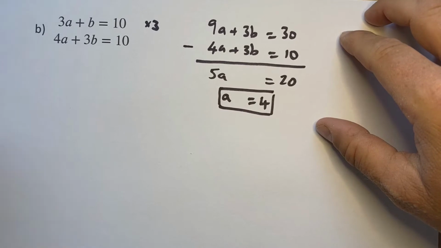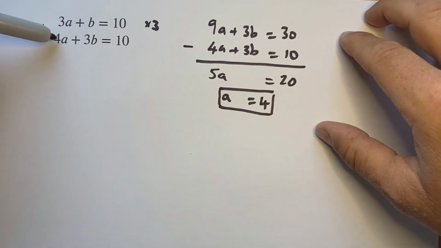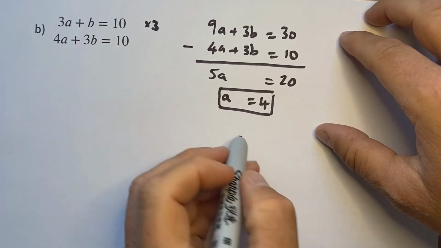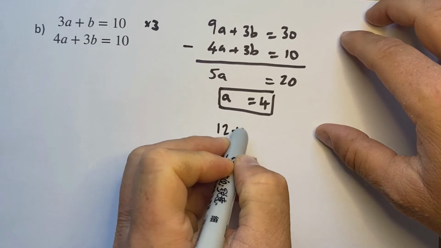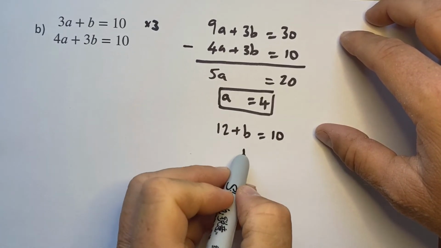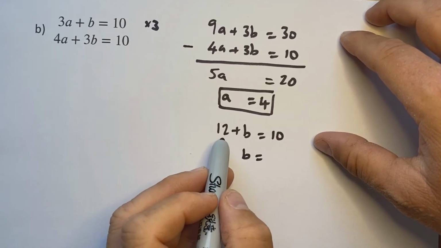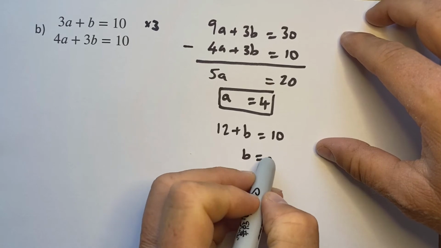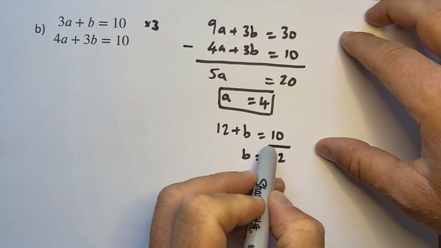Now if I go back to the original, it's probably best to put it into that one. So a is a 4, so 3 4s is 12, plus b equals 10. Move the 12 across to the other side, becomes a take 12, and 10 take 12 is minus 2.